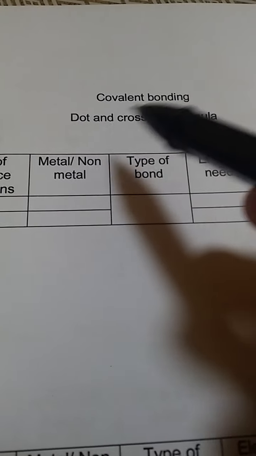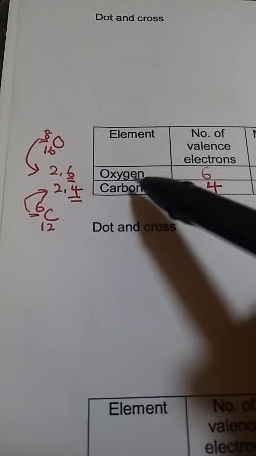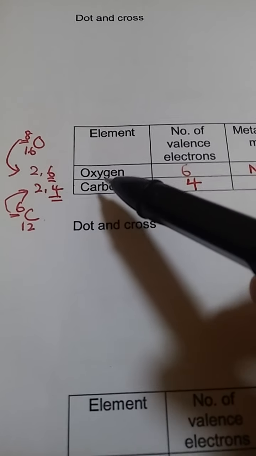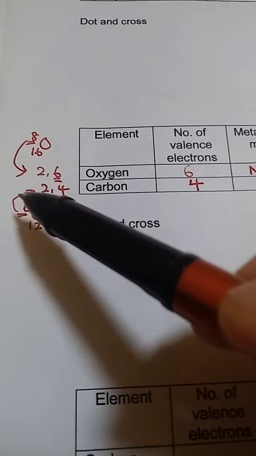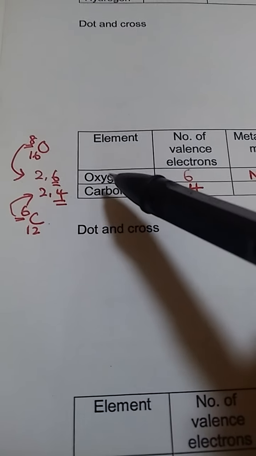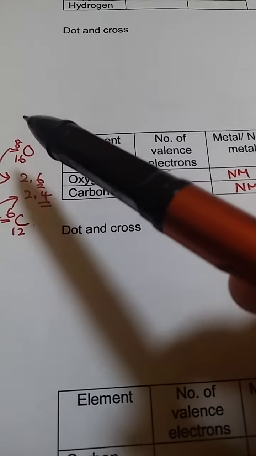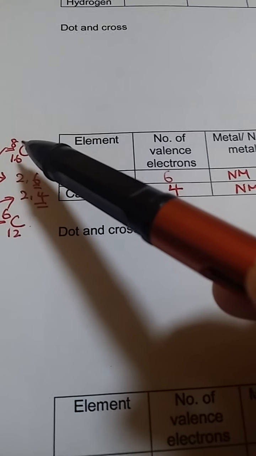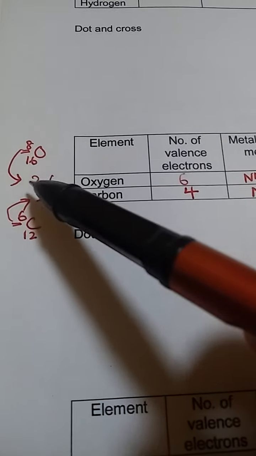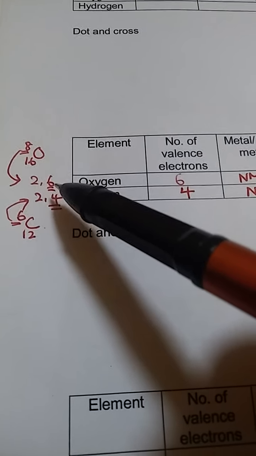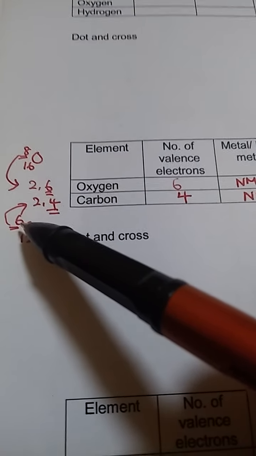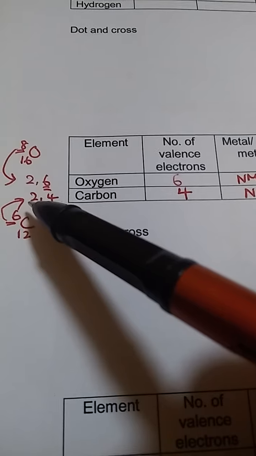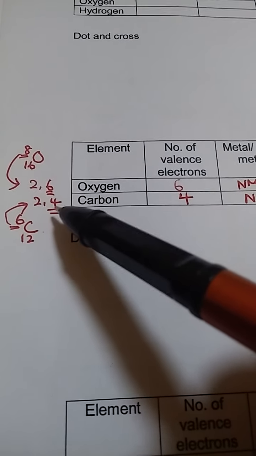Now next will be the dot and cross for covalent bonding. So let's look at an example, carbon and oxygen. Similarly, we go to the periodic table, check for the proton number, because all start from atoms, and in an atom the proton is equal to electrons. That means oxygen will have 8 protons and also 8 electrons, so it becomes 2,6 electronic structure. Same thing, carbon has 6 protons, means it has 6 electrons, so it will be arranged as 2,4.